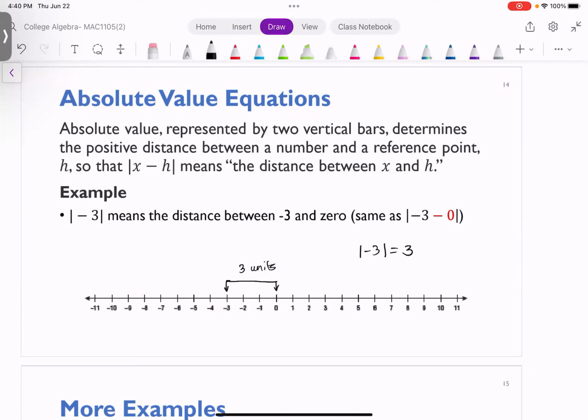Now, if I start at 0 and go to -3, I'm going 3 units in the left direction. And if I start at -3 and go to 0, I'm going 3 units in the right direction. However, it doesn't matter which direction you travel if you are only reporting the distance, because distance is what's called a scalar quantity. That means that it has only size and it does not have direction. So in this case, the absolute value of -3 is equal to +3 because the distance is 3 units from 0.